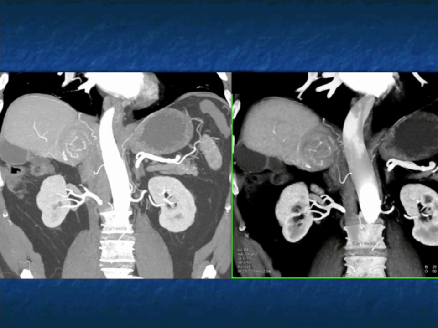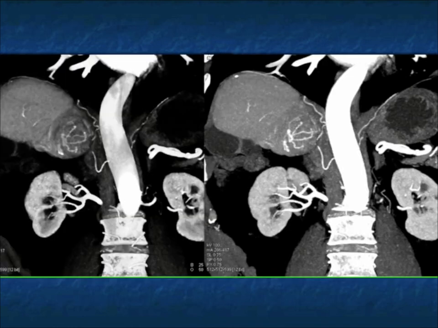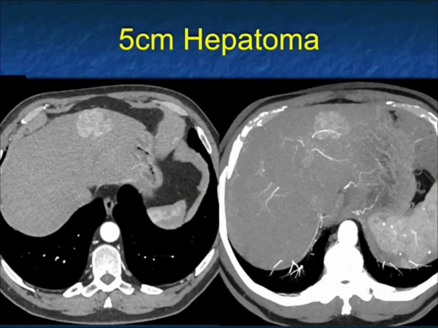And here's just a few more images showing you the neovascularity. When you have neovascularity like this, you could think of angiosarcoma perhaps, but that's so rare. A cirrhotic patient, it's hepatoma. I'm not thinking about anything else.